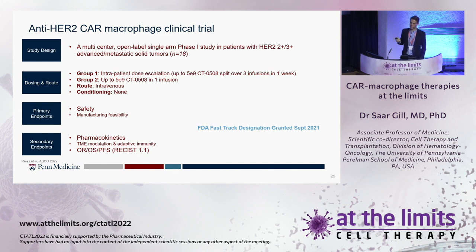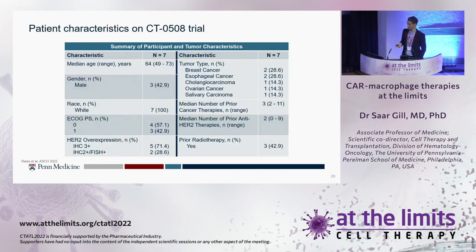Multi-center, open label, single-arm study. As I mentioned, any patient with HER2 overexpressing, but it has to be HER2 overexpressing. So 3+ or 2+, confirmed by FISH. Group 1, which has just been completed, is an intra-patient dose escalation up to 5 billion CAR macrophages, split over 3 infusions, 10% of the dose, then 30% of the dose, then 60% of the dose, if we can make that many cells, over 1 week. And then Group 2 is to be a single infusion of that total manufacturable dose, and of course it's done intravenously. And I would also add that the product received FDA Fast Track designation in September of 2021.